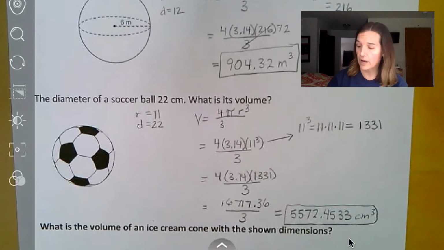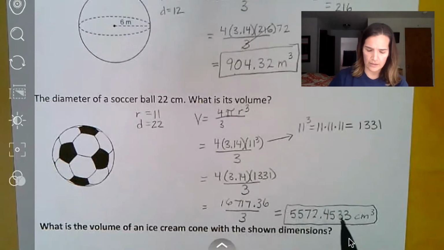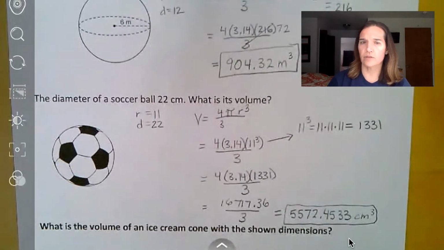You could also leave pi in terms of pi. In this case, you'd end up with 1,774.6 times pi as your answer.